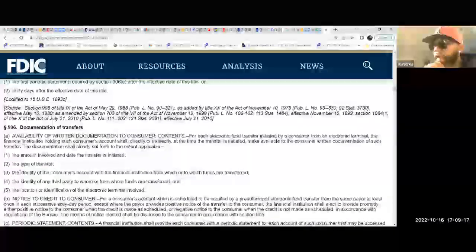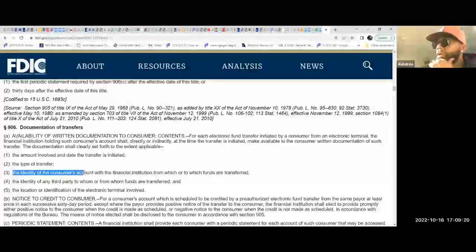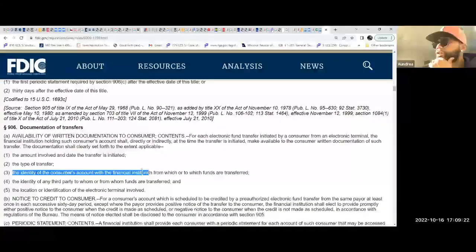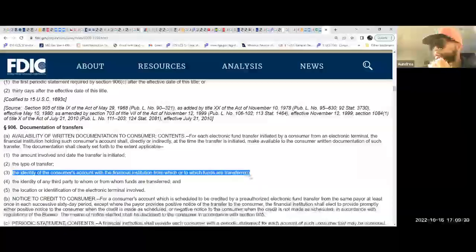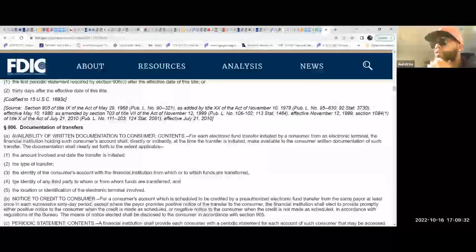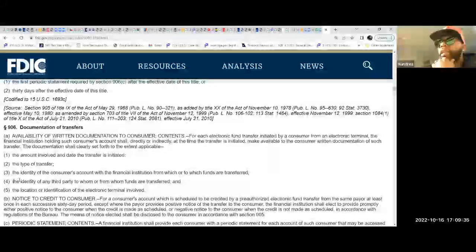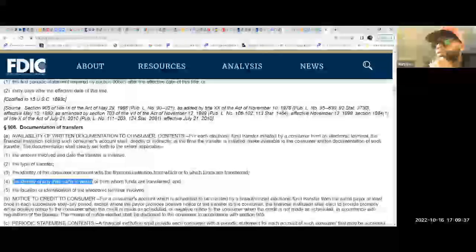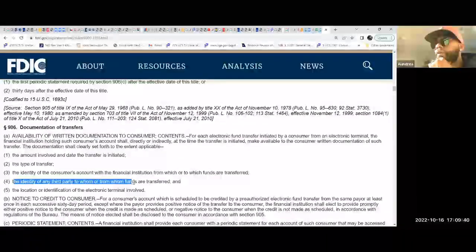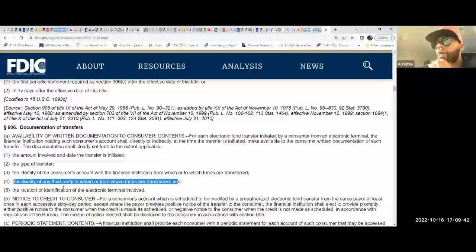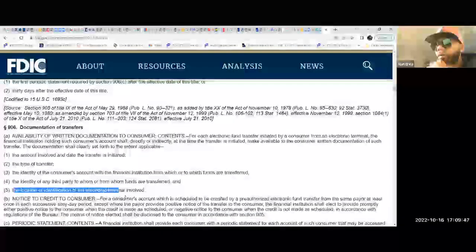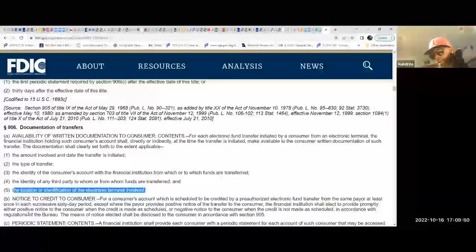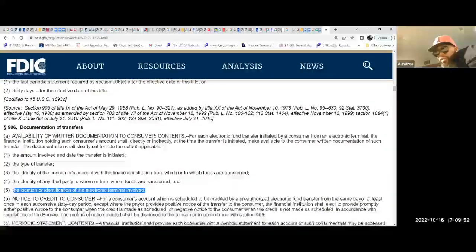The identity of the consumer account with the financial institution from which or to which funds are transferred, like the person you're doing business with, the identity of the third party to whom or for whom funds are transferred, and the location or the identity of the electronic terminal involved, right? Notice to the credit to consumer.